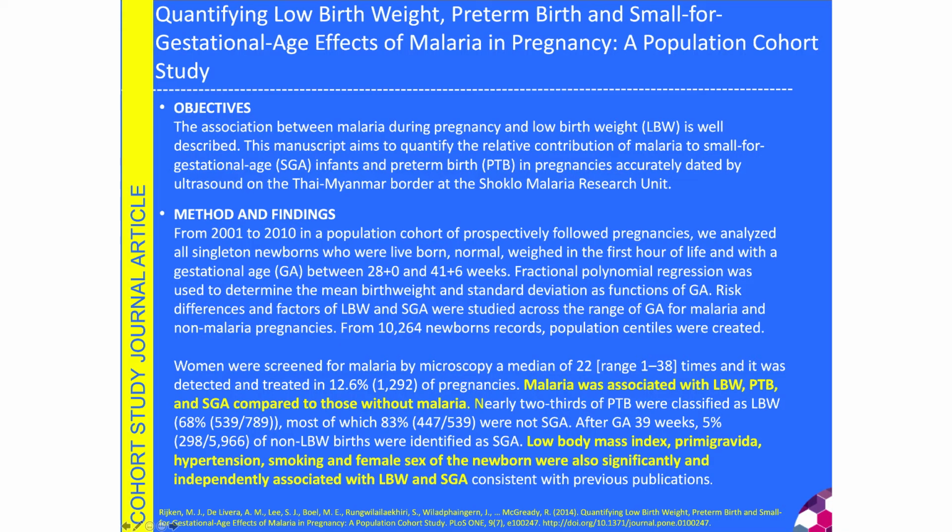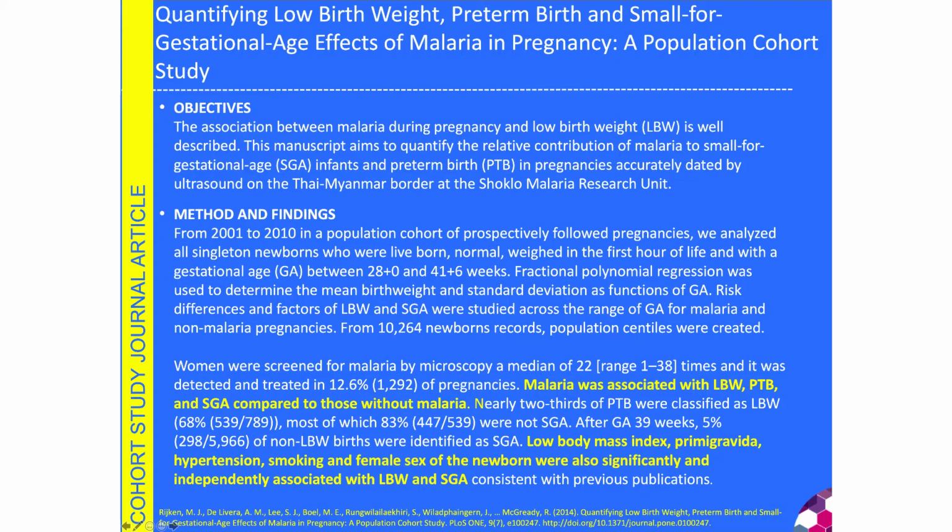So let's look at an example of a population cohort study. This is a prospective study. It's quantifying low birth weight, preterm birth, and small for gestational age effects of malaria in pregnancy. The objective of the study was the association between malaria during pregnancy and low birth weight. The study was done near the Thai-Myanmar border at the Shoklo Malaria Research Institute.